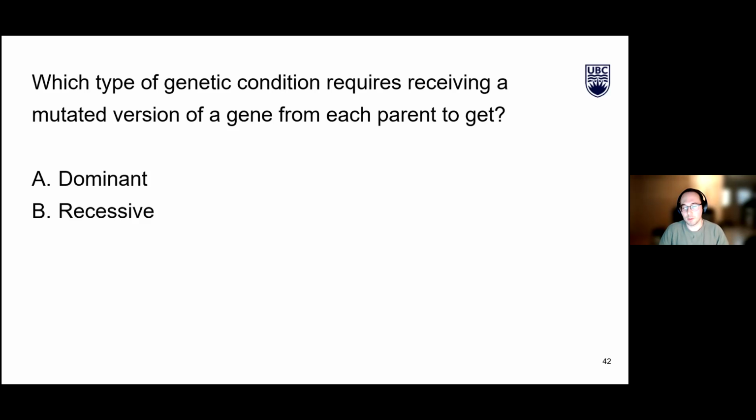All right, it looks like most of you have, so we'll share that. It looks like most of you have got it there, so it's recessive. Again, you need both copies of the gene, the one from your mother and the one from your father, to be mutated in a recessive genetic condition, and in dominant, only one of them has to be mutated.